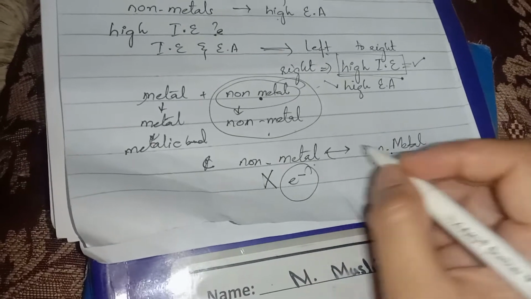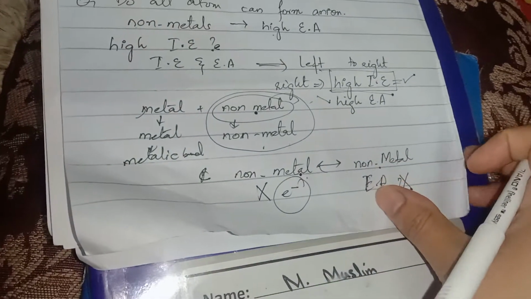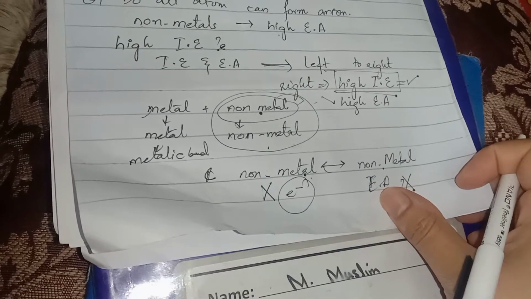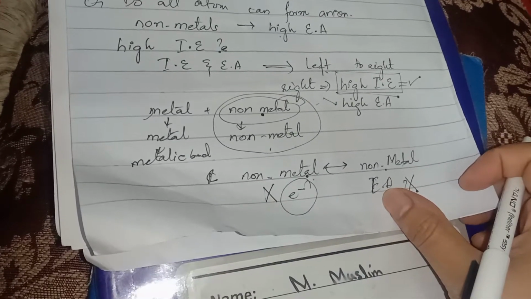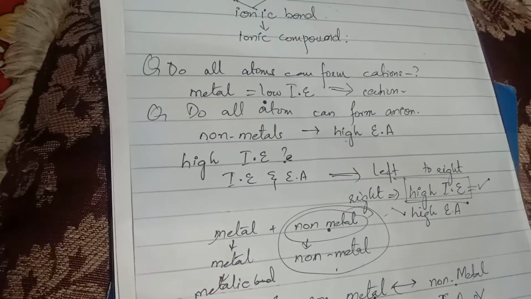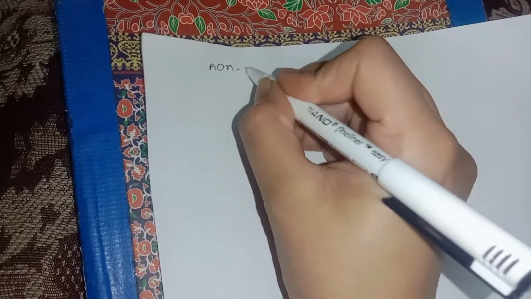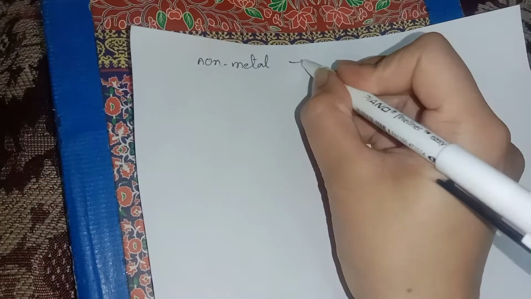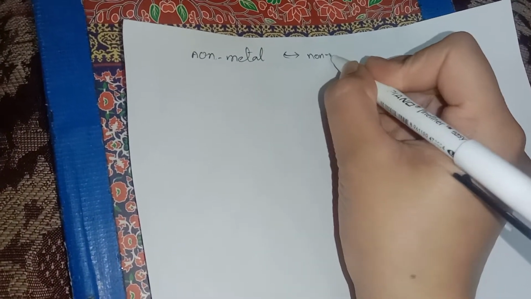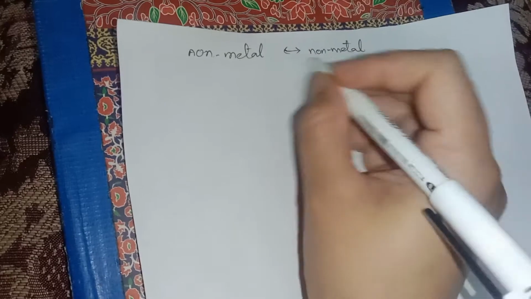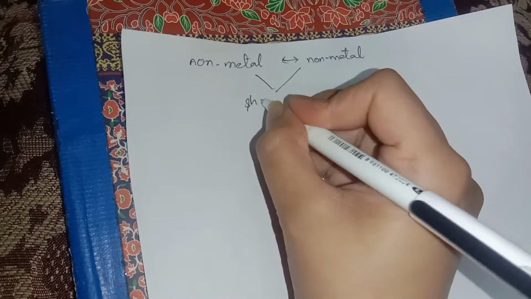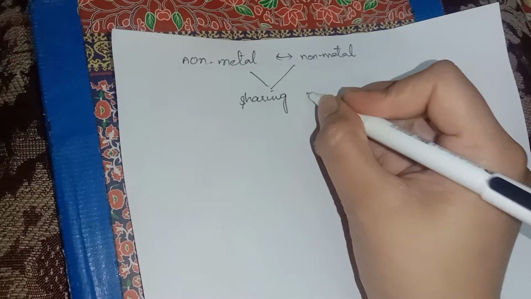So such non-metals would rather form a covalent bond between them, and a covalent bond is a sharing of electrons between the valence shells of the atoms. So here we can conclude that non-metals form bonds with non-metals. When there is a bond between a non-metal and a non-metal, the bond is formed by the sharing of the electrons in their valence shells.